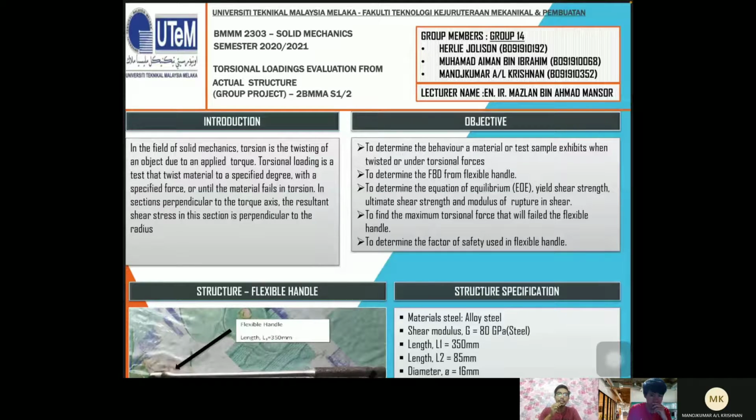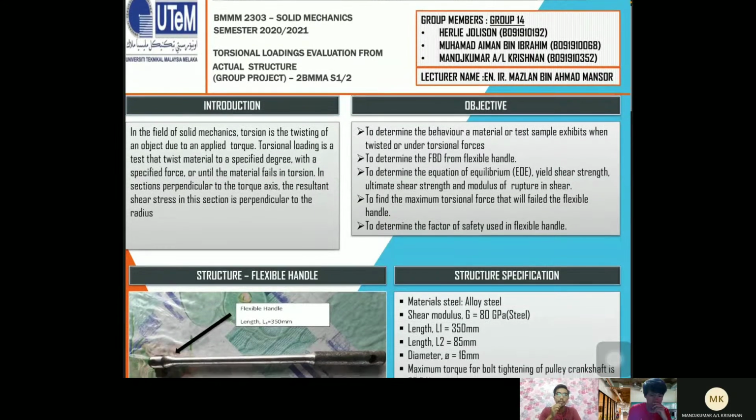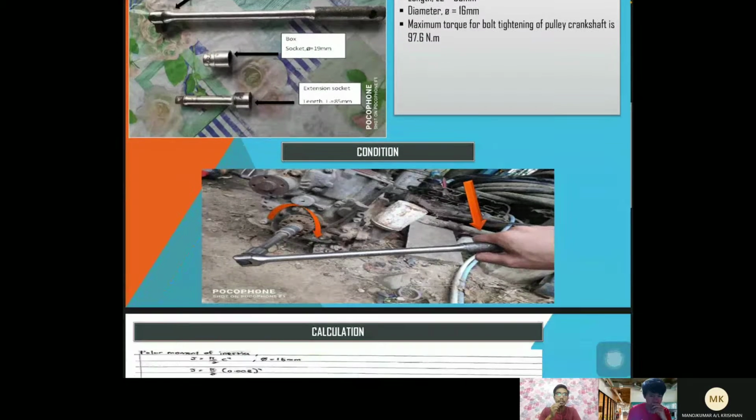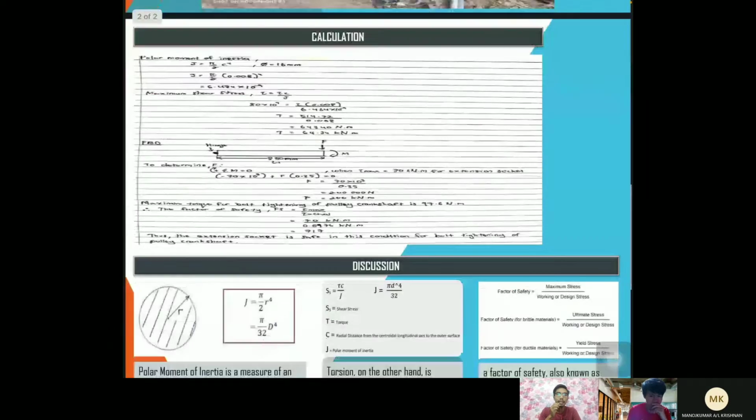As we can see, this is our poster. The content in this poster is introduction, objective, structure and specification, calculation, discussion, and conclusion.